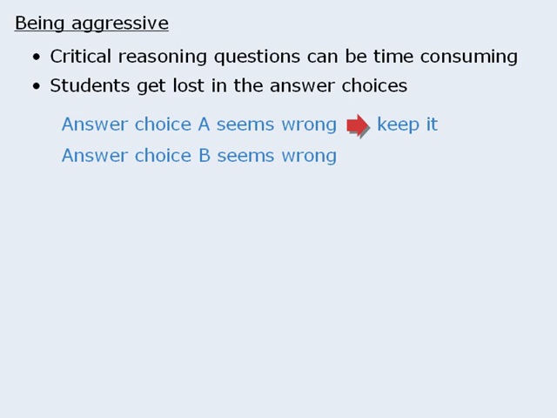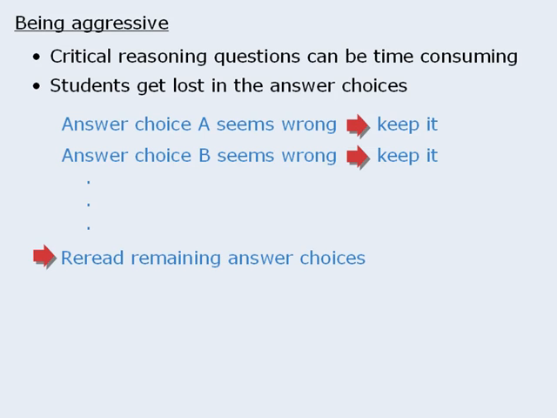Then they move on to the next answer choice where the same thing happens, and this answer choice is kept for the time being, even though it doesn't seem right either. And so on. Then, after reviewing all of the answer choices, our cautious students still have 3 or 4 answer choices remaining. So they go back and reread each one. Perhaps they reread the passage 1 or 2 more times as well. As you can imagine, this attitude can eat up a lot of time.